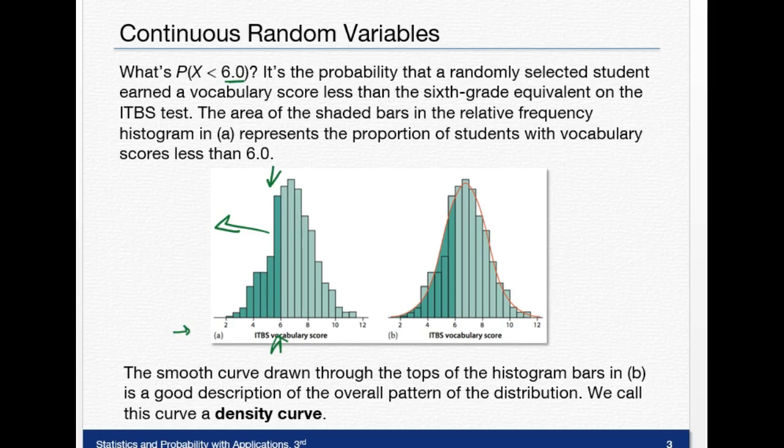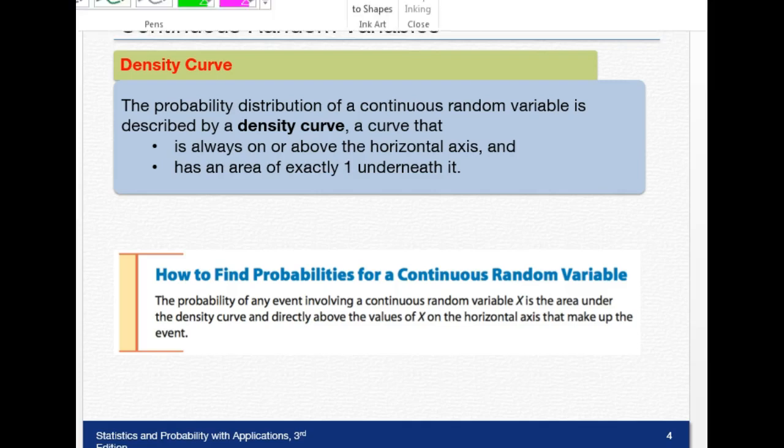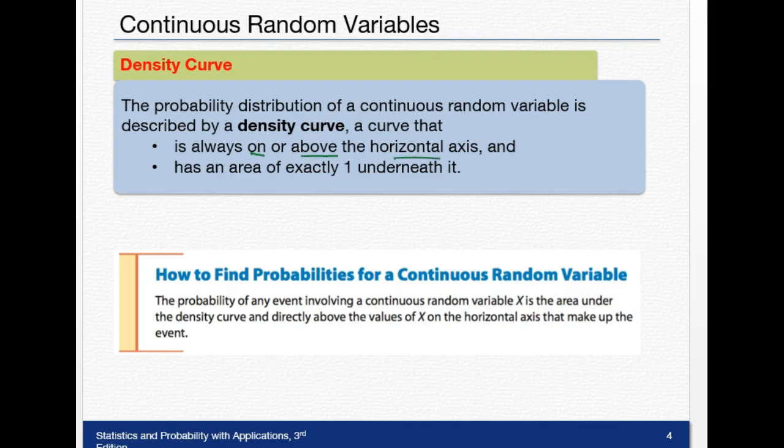The smooth curve drawn through the tops of the histogram bars in B is a good description of the overall pattern of the distribution. We call this a density curve. When all the bars are really close together and everything's accounted for, with no gaps, this is called a density curve. The probability distribution of a continuous random variable is described by a density curve, a curve that has two qualifications. One, it is always on or above the horizontal axis. And it has an area of exactly 1 underneath it.